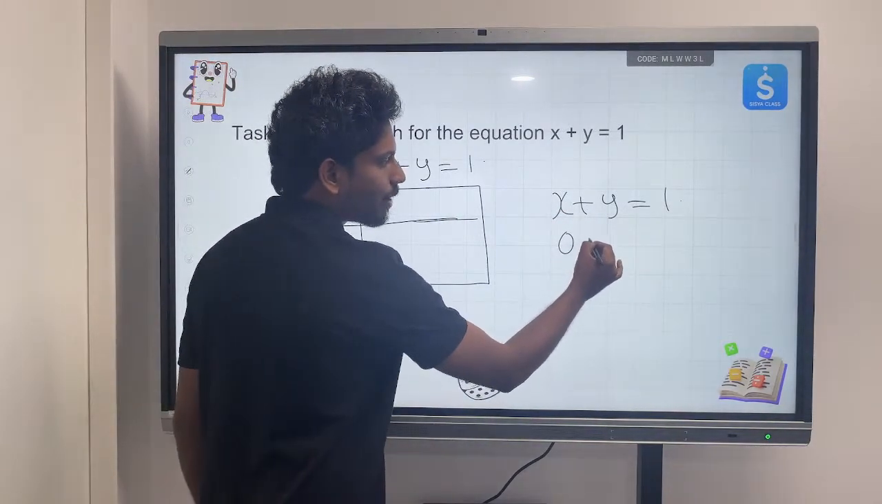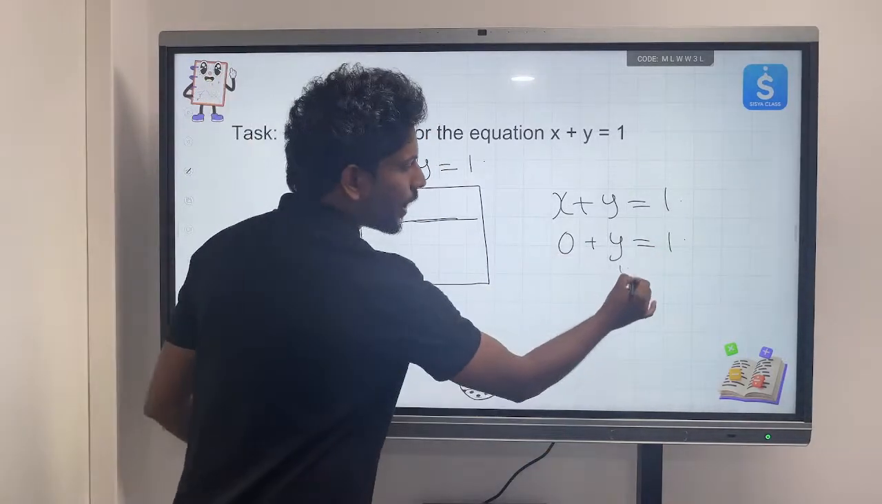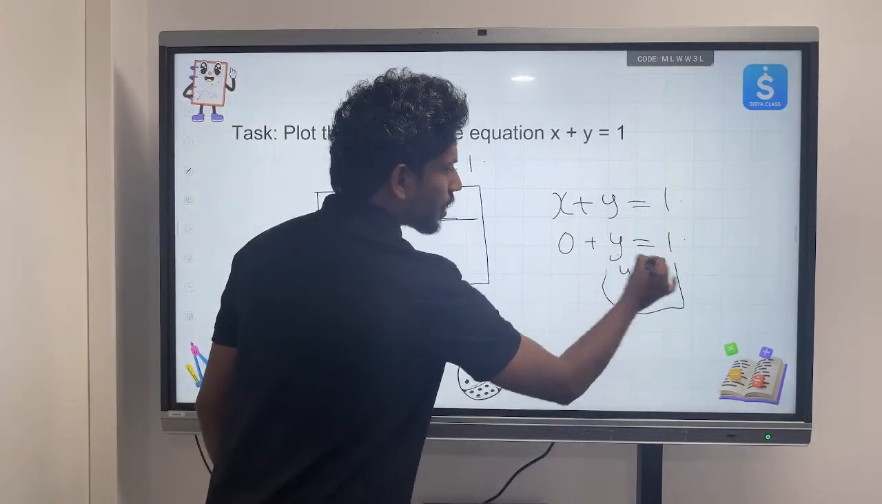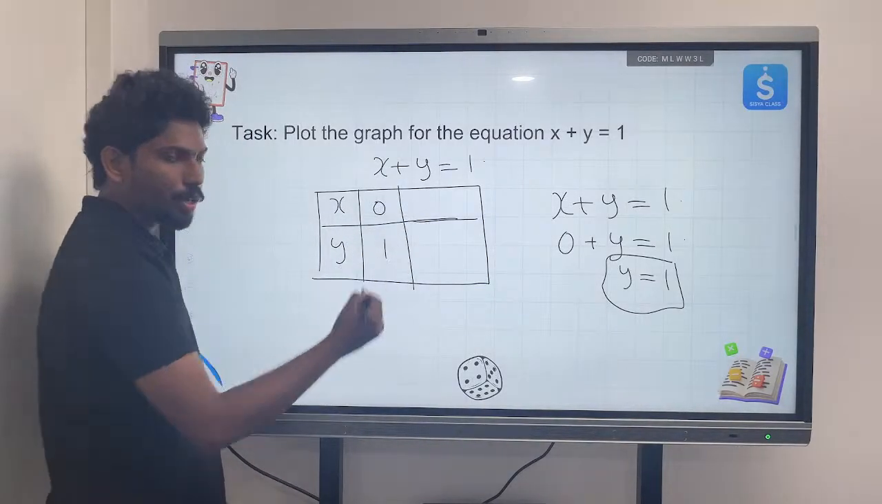If I take x equals 0, then what is happening to y? So y turns out to be 1, right? Whenever I take the x value to be 0, I am getting the y value to be 1.